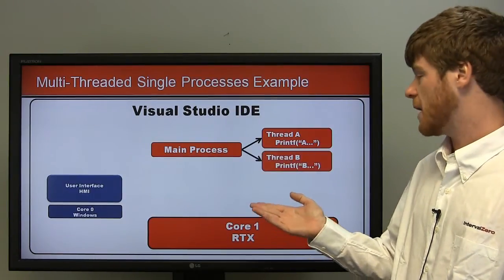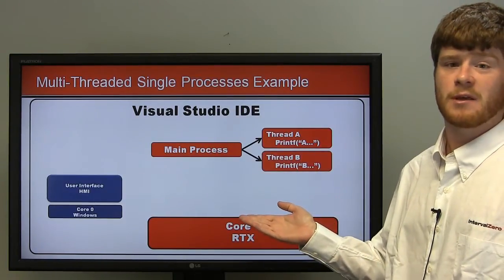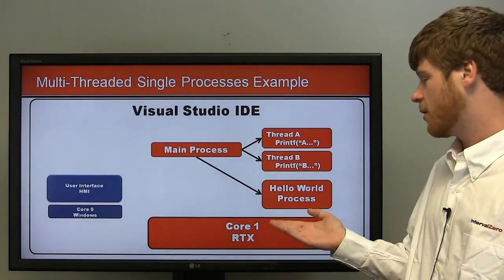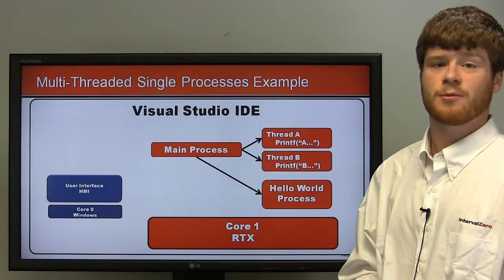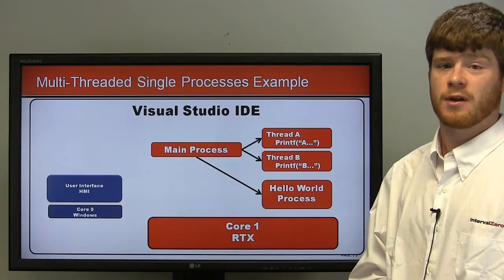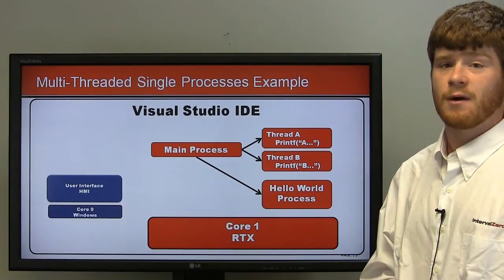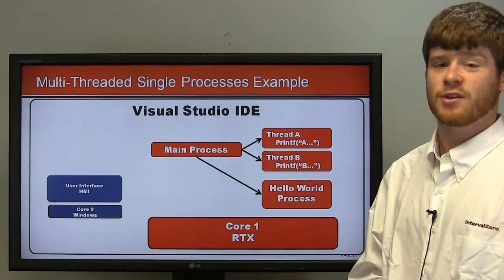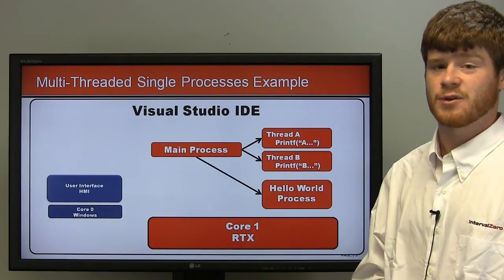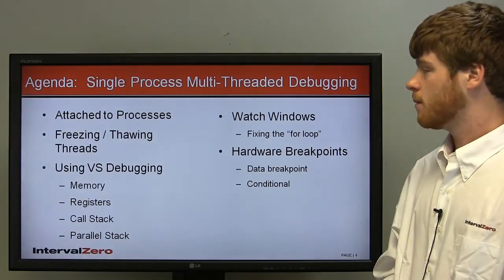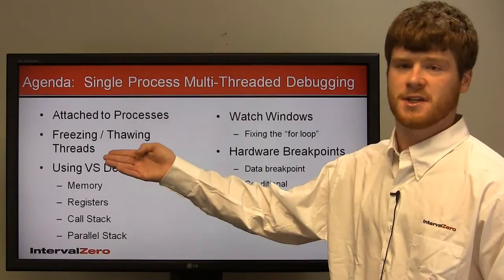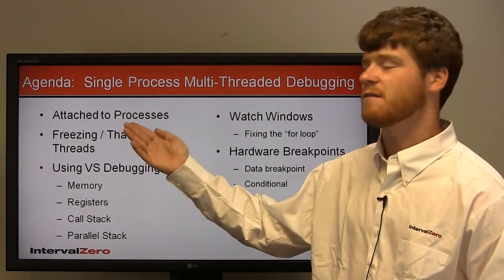It will also create thread B, which is B followed by a number, and it will create a hello world thread, which prints out hello world. These threads will run in parallel and print out simultaneously. However, using Visual Studio Debugger, we can freeze the threads and debug each individually. In today's example, we'll start already attached to the process in a Visual Studio debugging environment.